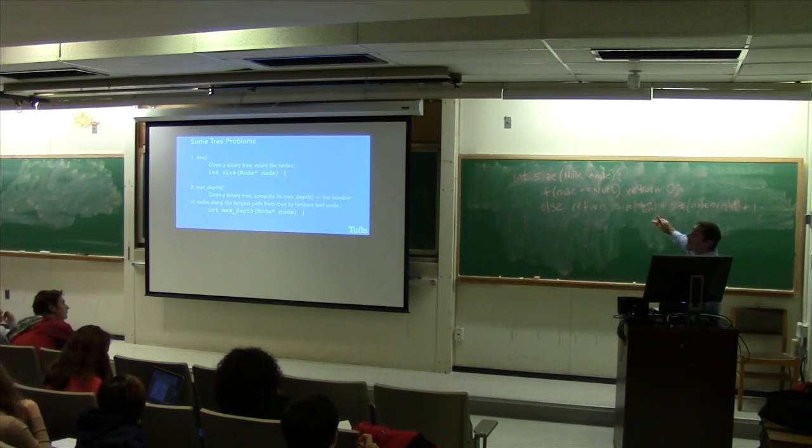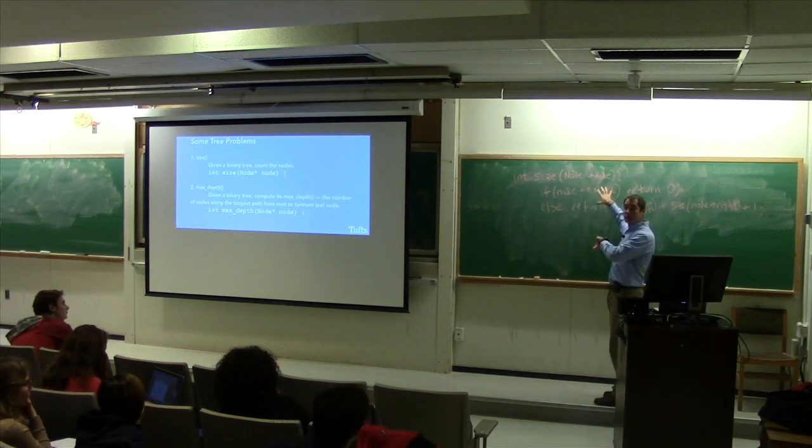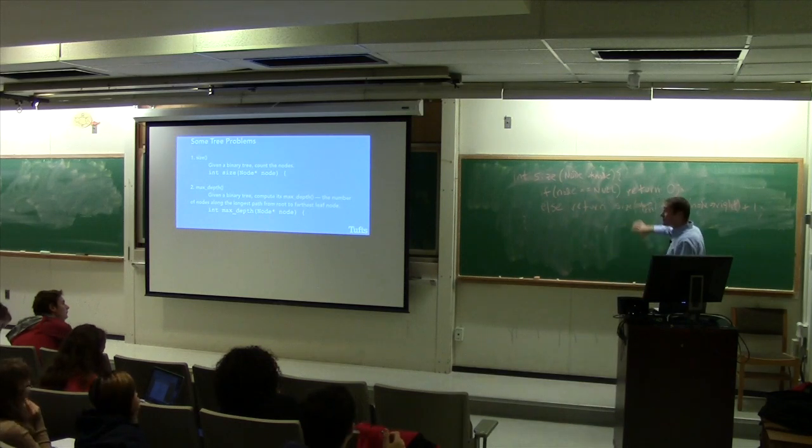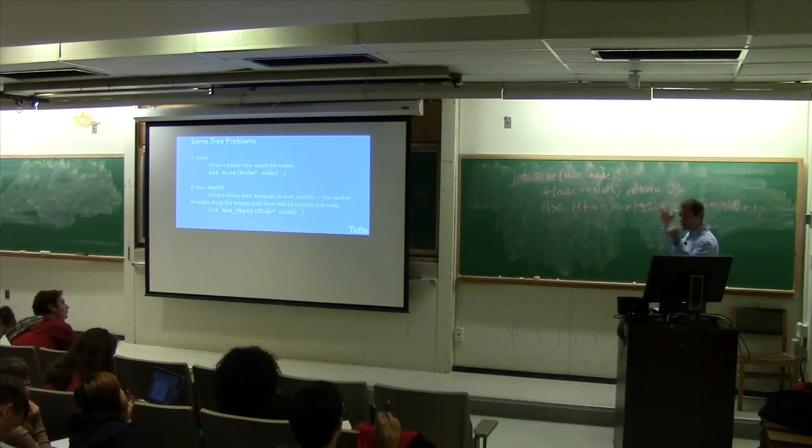This is a great midterm question. It's too late now because I already gave it to you, but this is a great midterm question. I can still ask you. Everybody get that, though? You're just basically saying, give me the size of the left and the size of the right, and then add 1 to it because I'm a node, and then return. And if you walk through a tree, you'll see that works.